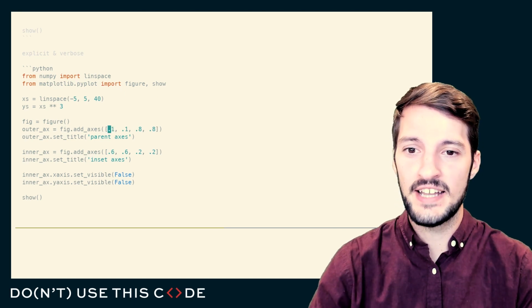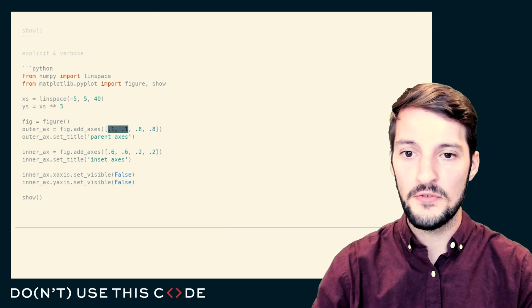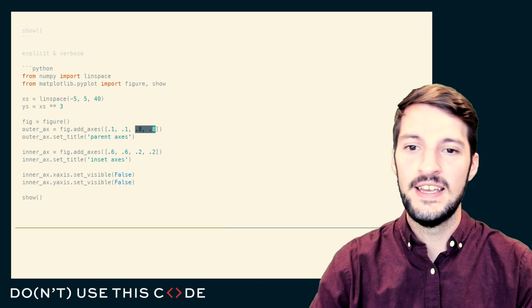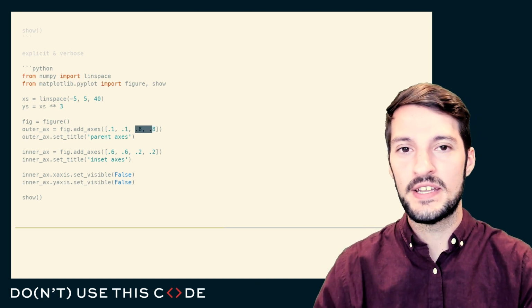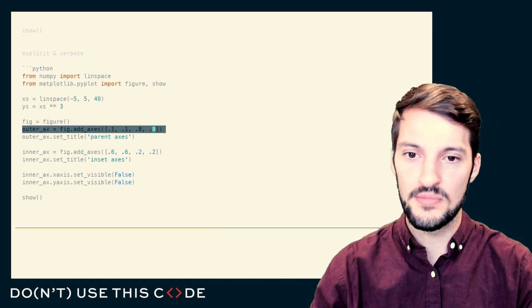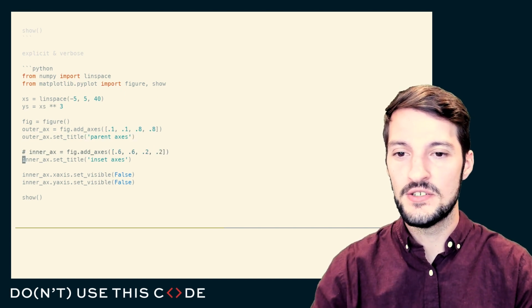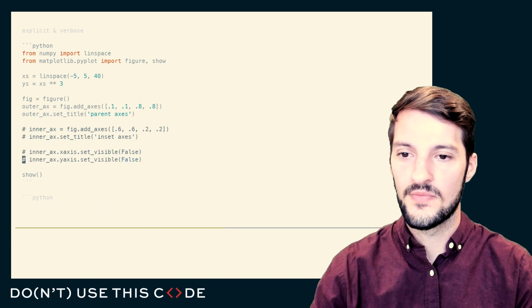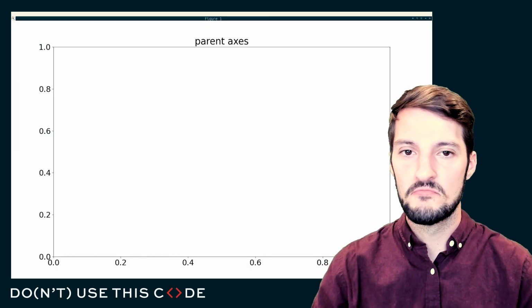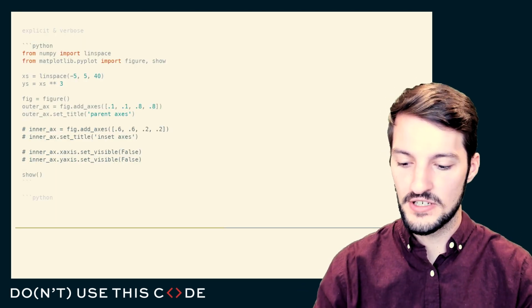And so here I'm saying add a set of axes whose bottom left corner is at 0.1, 0.1, and the width and height of this set of axes goes by 0.8. And so you can see that I can do this, and I can produce a figure that takes the entire screen.